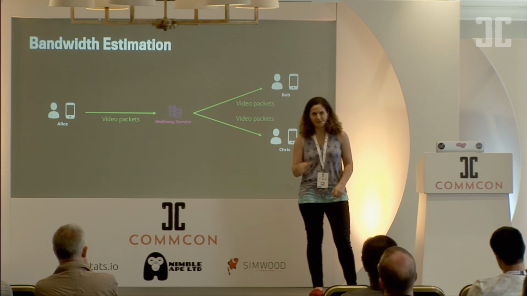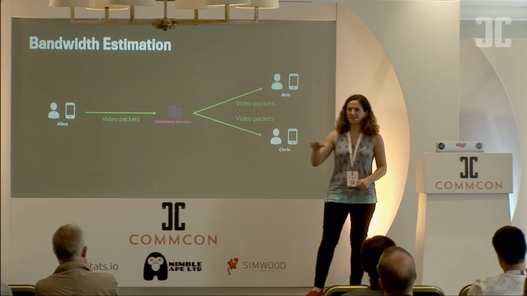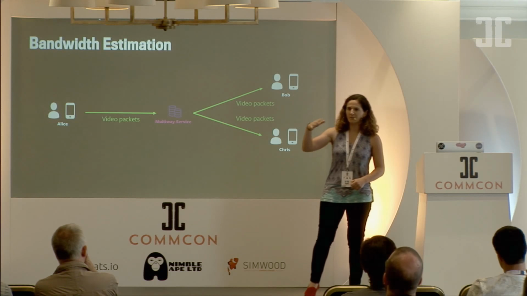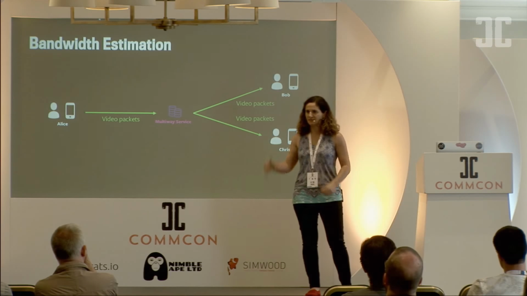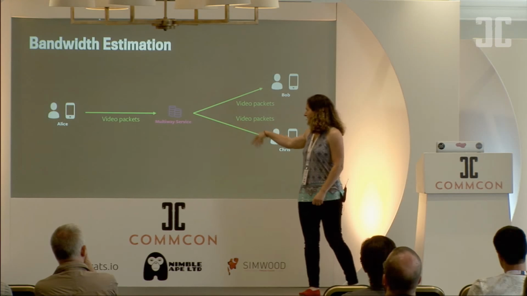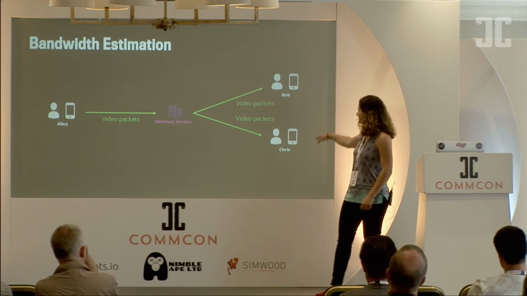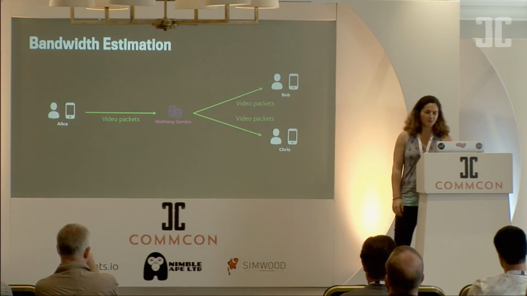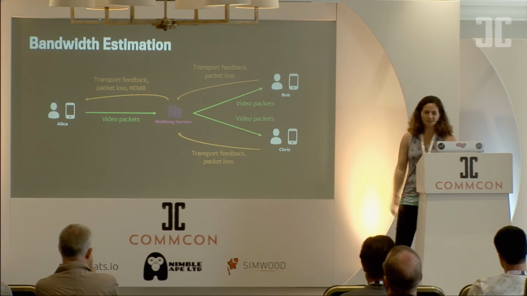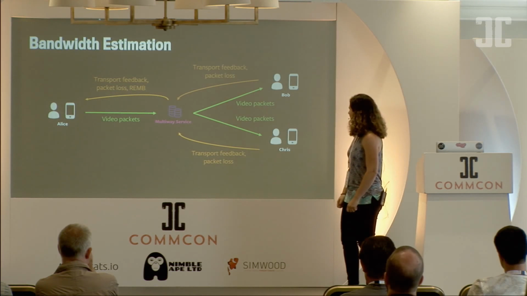So the way we are doing that is by measuring the latency, the delays for packets. The idea is that as the network is getting more and more congested, we will see the buffers in the different routers filling up, and we will start to see delays. So going back to this diagram, Alice is sending video packets to the Multiway service. Multiway service is sending those video packets to Bob and Chris. Multiway service will get feedback from Bob and Chris, transport feedback, which is basically those delays between packets.